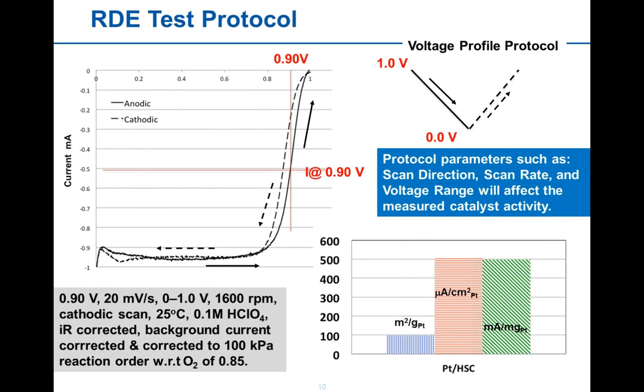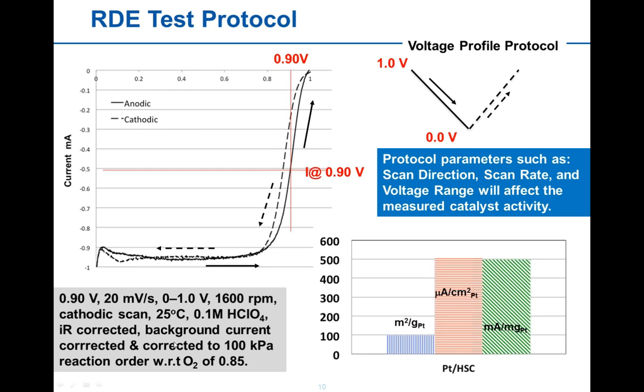Here's an example of an RDE test protocol. On the top right, you see a triangle, which shows you the voltage profile of the protocol, going from 1 volt to 0 volts. What I wanted to point out on the IV curve is that you have two different scan directions. You can go anodically or cathodically, and as you can see, you'll get a different number for the activity at 0.9 volts, depending on which direction you go.